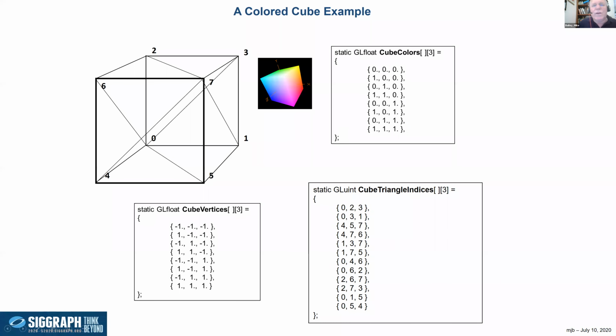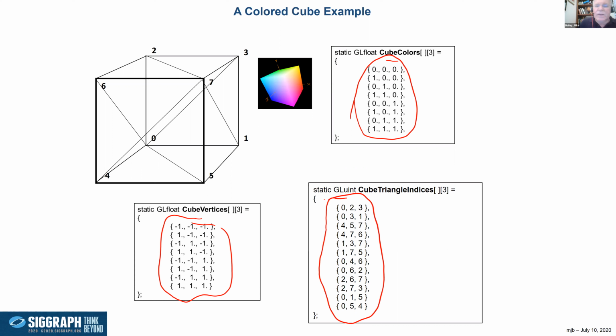So let's draw our friend the cube. Now the cube has 8 vertices, and I can list them here, and each vertex has its own color, and I can list it there. And if I'm doing indexed drawing, I can put the indices here.